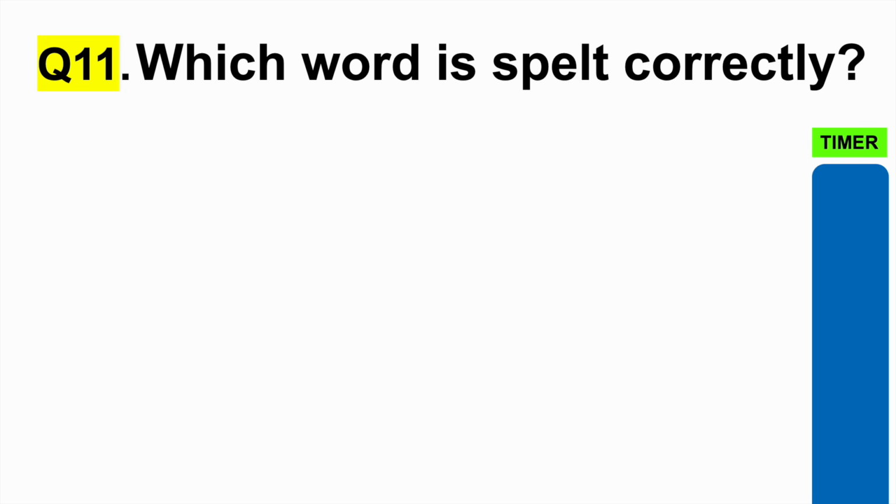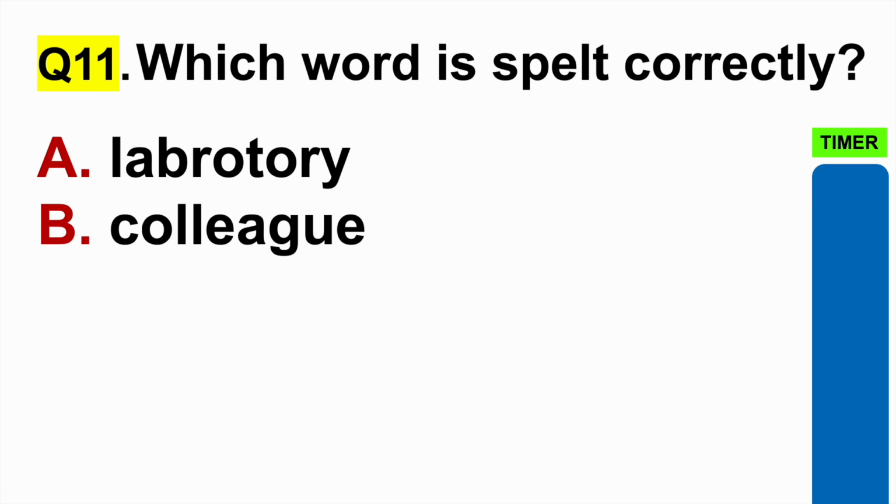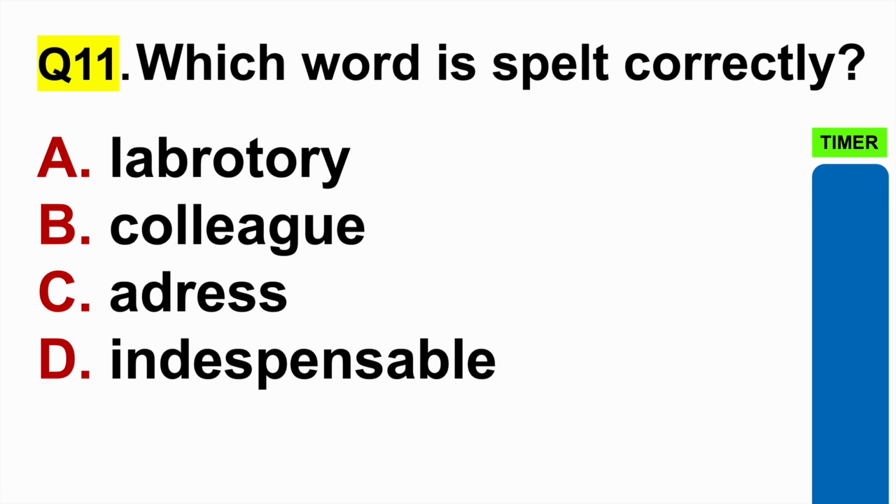English proficiency test question 11. Which word is spelt correctly? Is it A. Laboratory, B. Colleague, C. Address, or D. Indispensable? Only one of those words is correct.